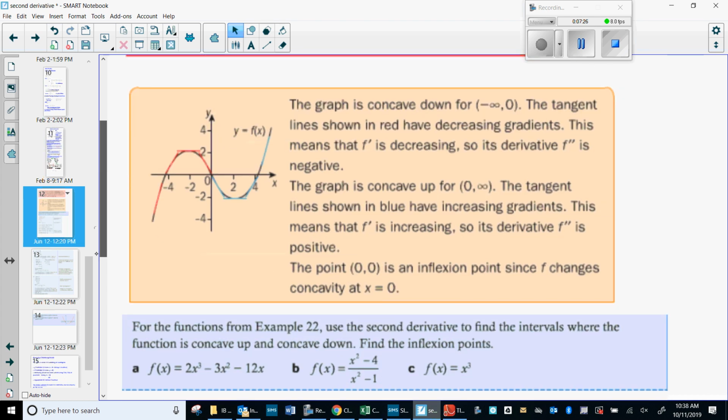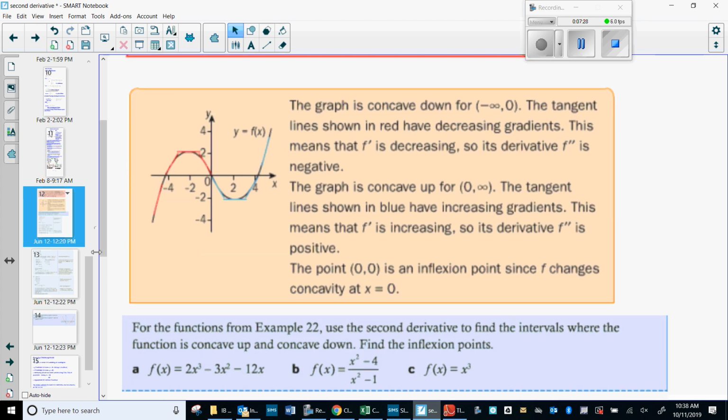This is a nice little diagram here. So this is concave down, concave up. Because it's changed from concave down to concave up, here would be a point of inflection.